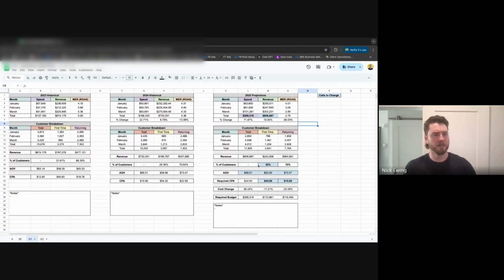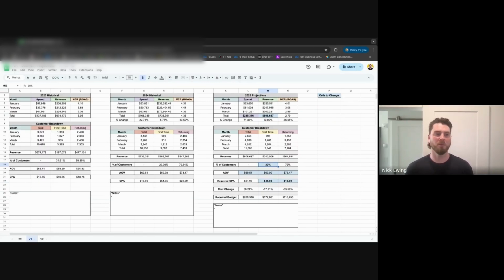From there, step 1 is understanding what the customer breakdown needs to be. This is pretty specific to Meta, but I think it also pertains to Google. It's figuring out what is the benefit of a first-time customer versus a returning customer, and where should we spend our money? What should our customer allocation look like? In this case, being that their AOV is a little bit lower and their cost is a bit higher for new users, we're going to have a lower percentage of first-time customers.